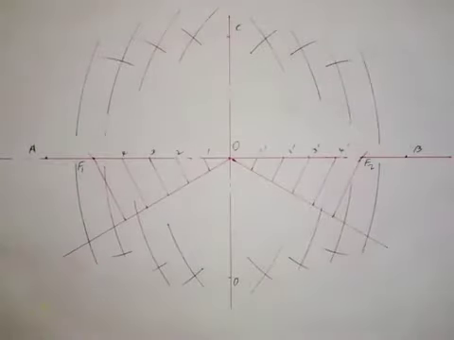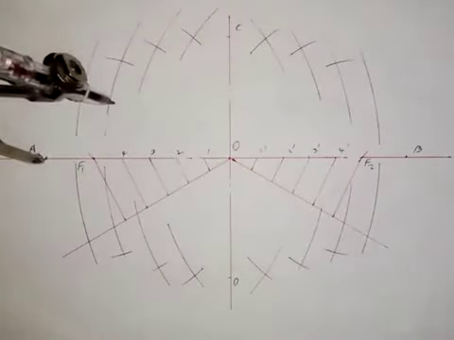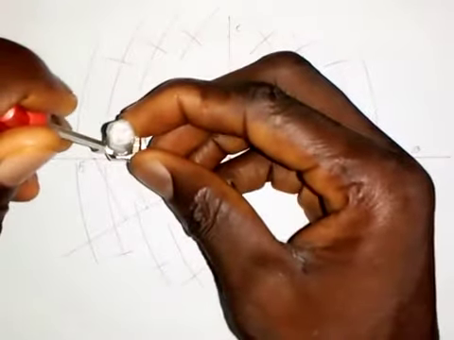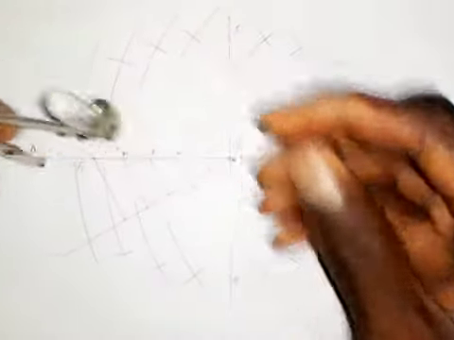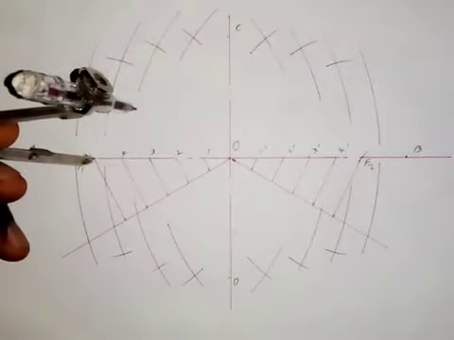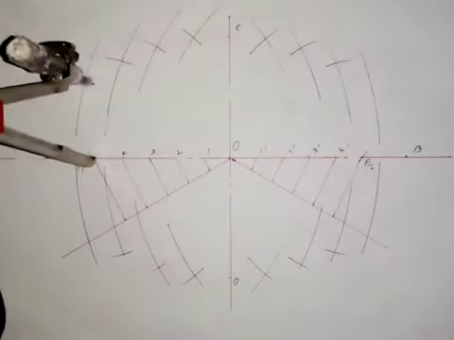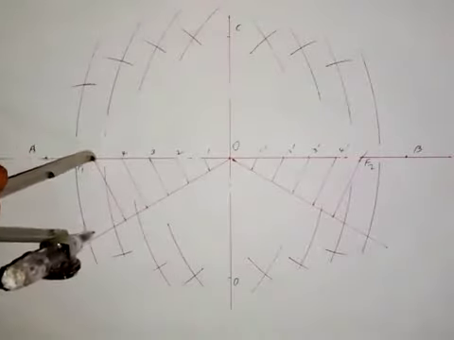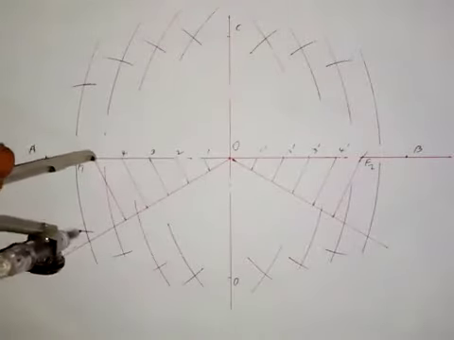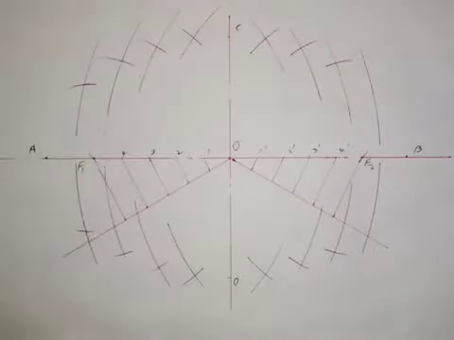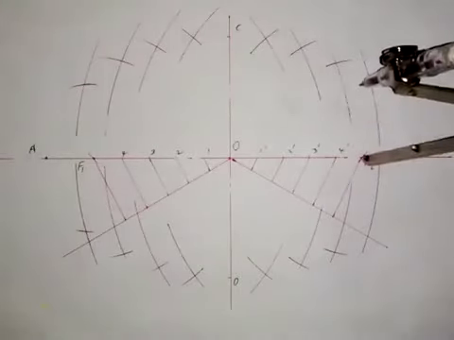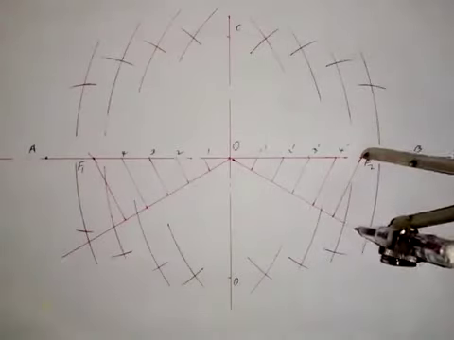So the last one is for 4. Put it at 4 here. Then put it at F1 and make an arc here like this. Okay, then put it at F2 and make an arc here.